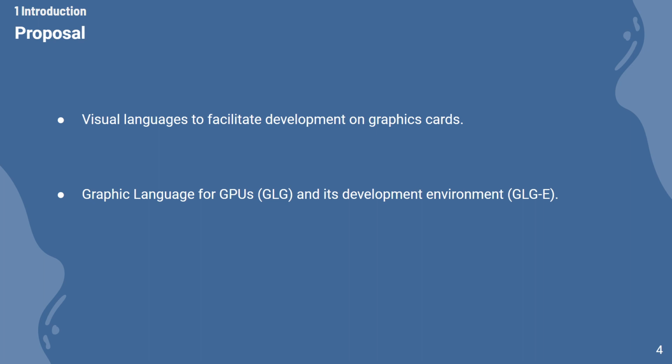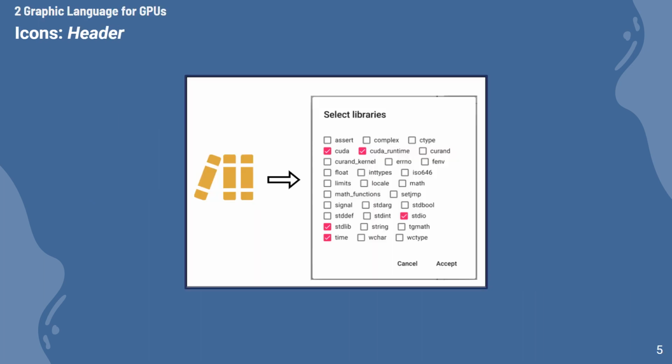Thus, we propose a graphic language for GPUs and its development environment to facilitate the creation of CUDA programs by dragging icons, filling their properties, and facilitating communication between the GPU and CPU. First of all, I will explain the icons. The icons in GLG are classified into header icon, constant icon, communication variables icon, and CPU and GPU processing icons.